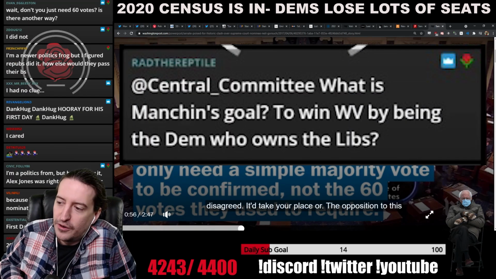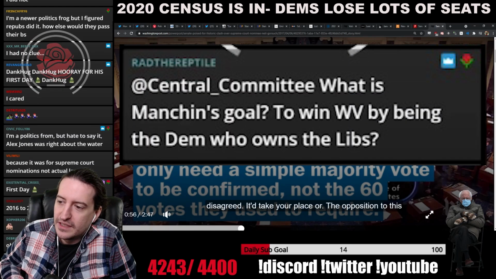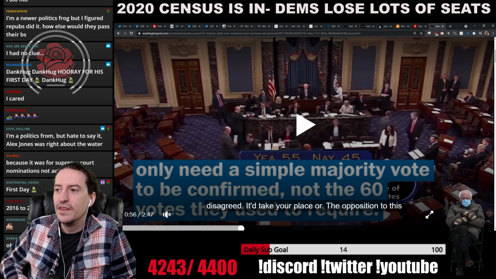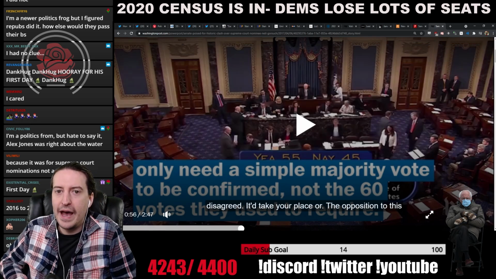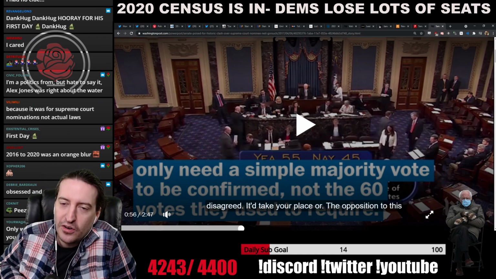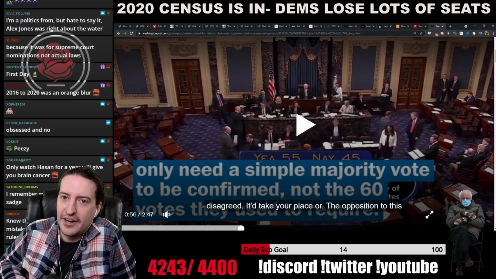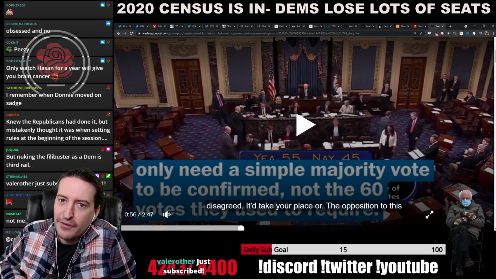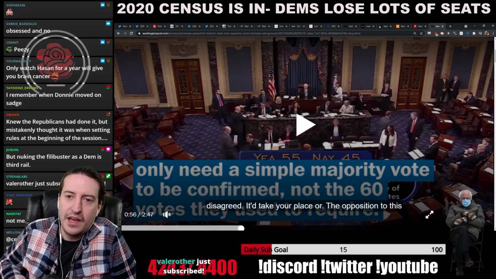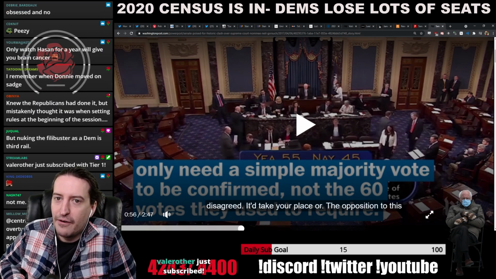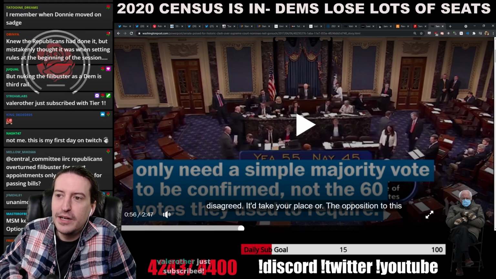What is Manchin's goal? To win West Virginia by being the Dem who owns the libs? Manchin's goal is to uphold corporate power. Manchin's goal is to be the business senator. So he'll use whatever bullshit arguments to uphold the power of corporations. That's what he's doing right now.